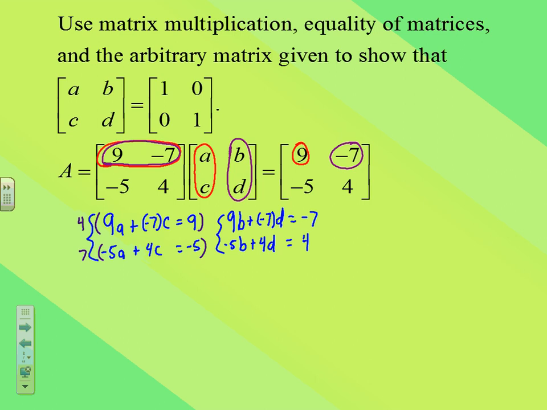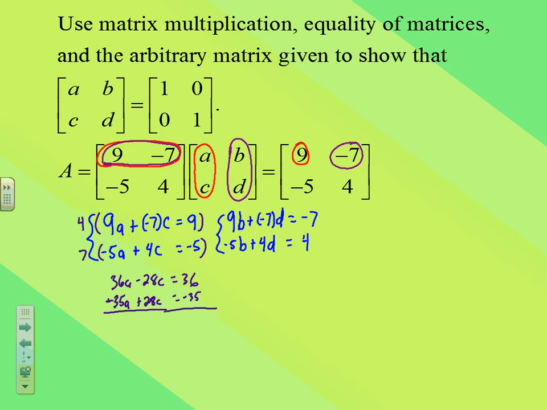So 4 times the 9 gives me 36a. 4 times the negative 7 will give me a negative 28c equals 36. And now we'll multiply through with the 7. So 7 times negative 5 is a negative 35a. The 7 and the 4 will give me a positive 28c, and that was the idea. We want to cancel out the c's. And 7 times negative 5 is a negative 35.